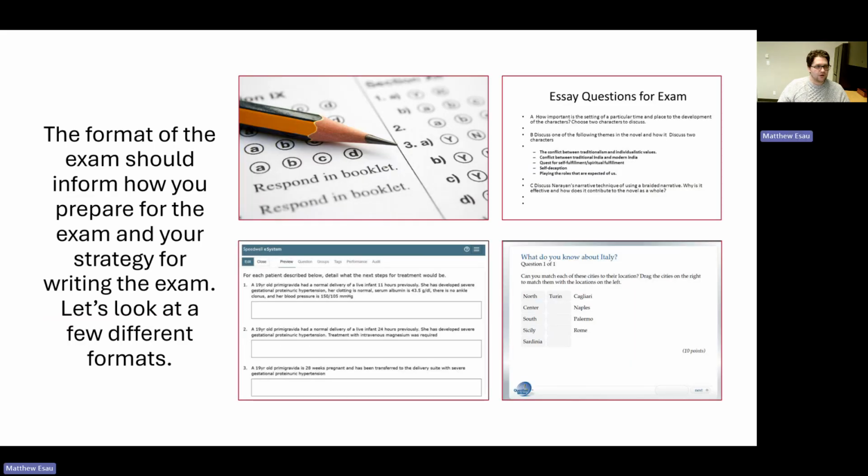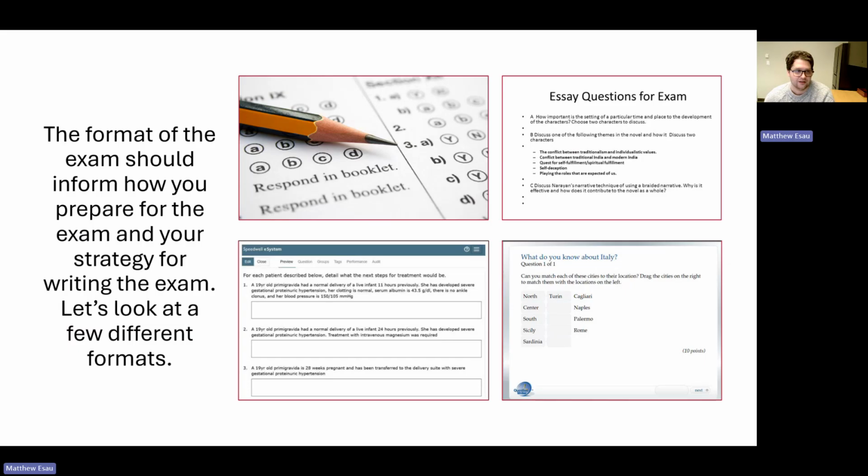Okay, so let's talk a little bit about the format of the exam. The format of the exam should inform your preparations, so that you're preparing under exam-like conditions, as I mentioned. So if you know it's going to be a multiple choice exam, try to do multiple choice questions to prepare. Or when you're reading your notes, think about how you would write a multiple choice question to ask about that particular topic.